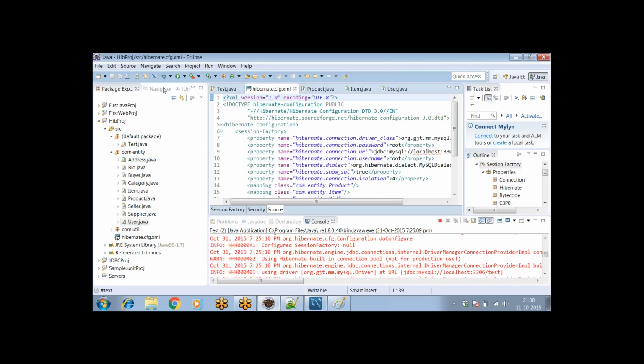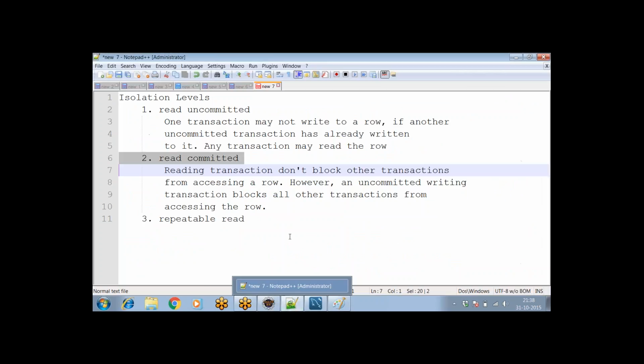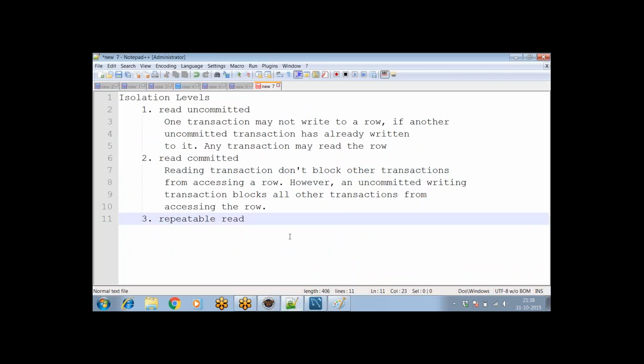Okay. Now, how will repeatable read address this issue? Let's see the unrepeatable read issue.